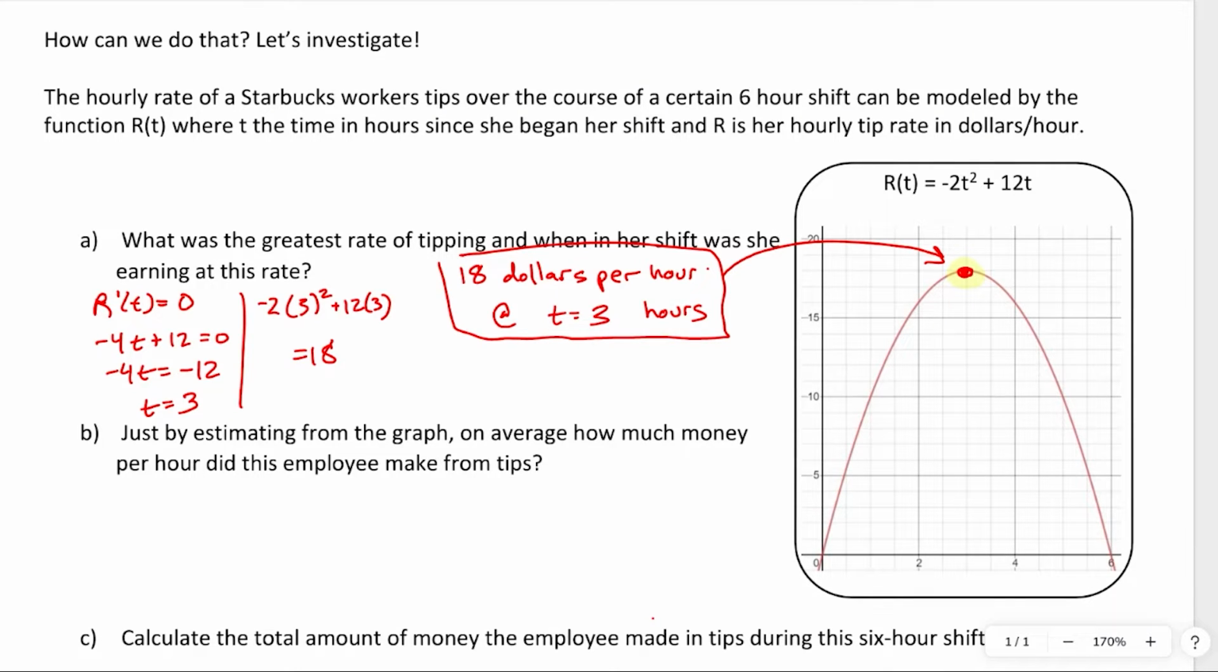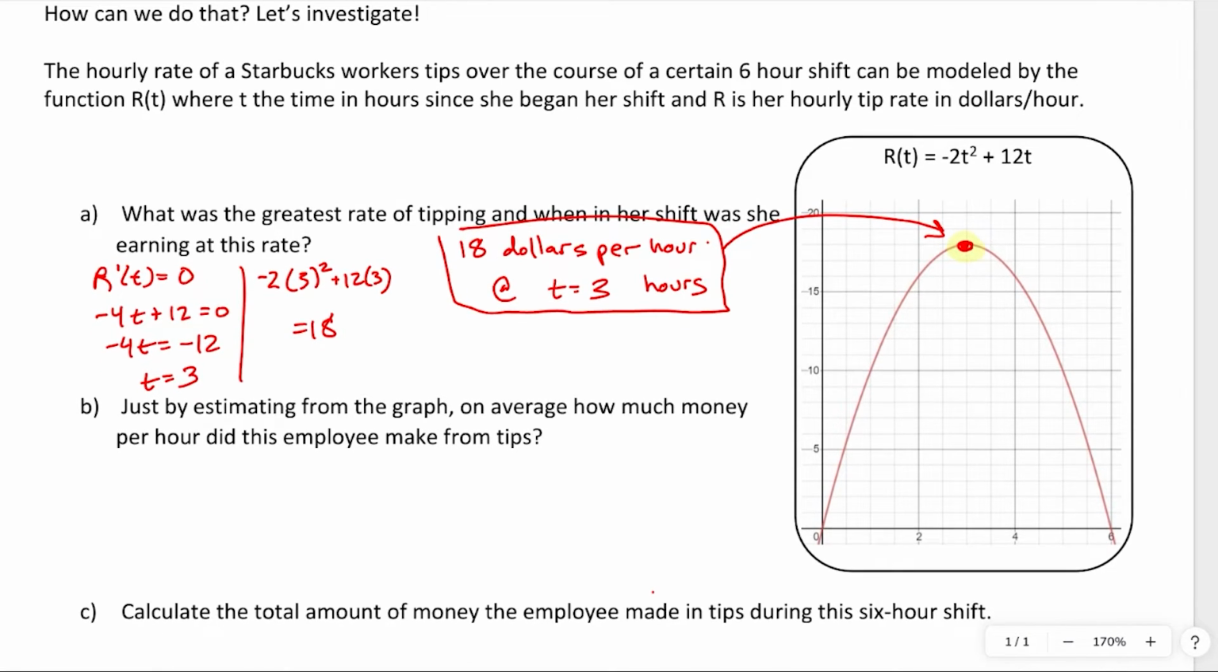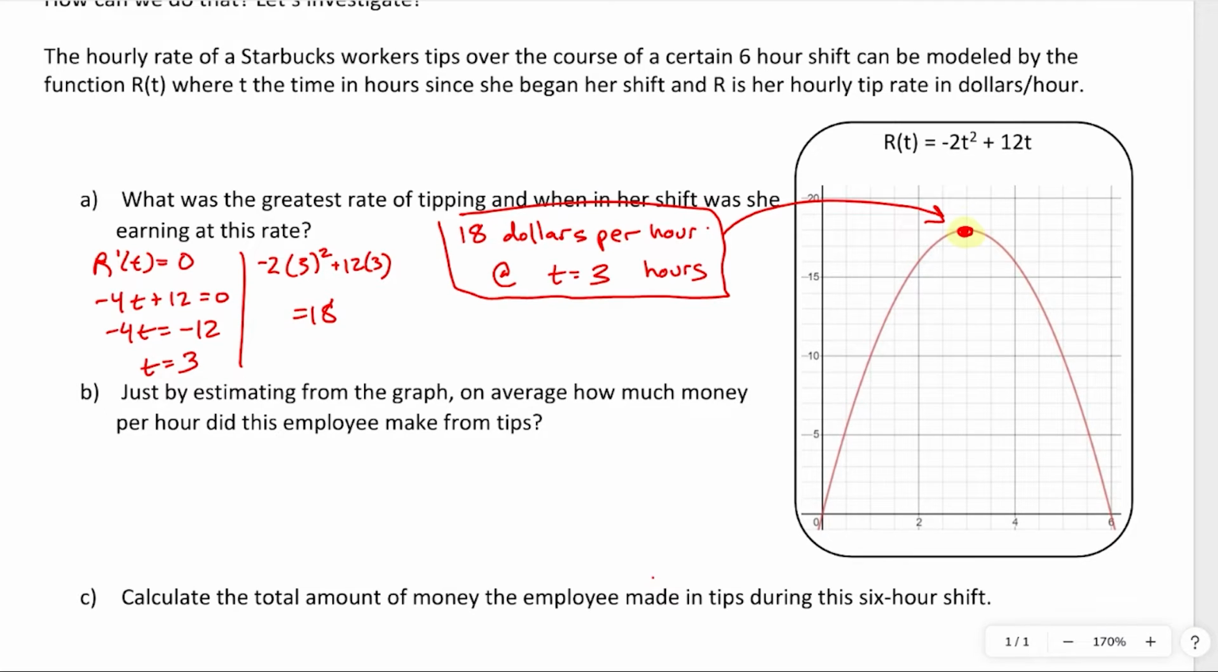Okay, so let's move on here. Our overall goal here is to figure out how we can find the average value of this function. In other words, on average, how much did she earn per hour? Okay, so we can see the maximum rate was at $16 per hour. What was the minimum rate? 0, right? Like at the very beginning and the very end of her shift, her rate is 0.